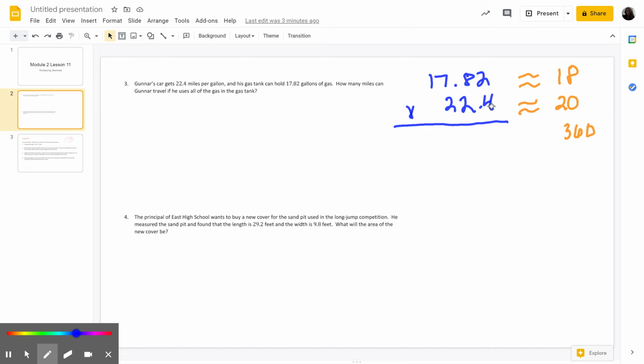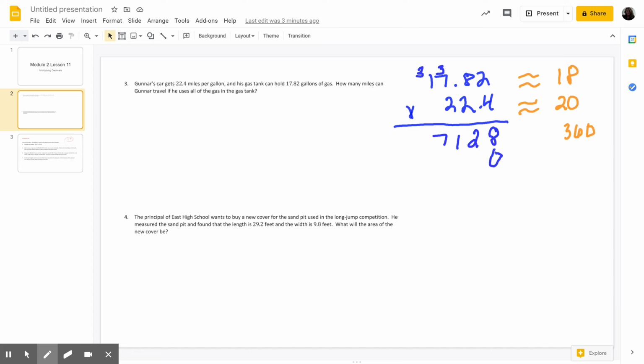Let's start with the tenths here. 4 times 2 is 8. 4 times 8 is 32. Bring the 3 up here. 4 times 7 is 28. Plus 3 is 31. Bring the 3 up here. 4 times 1 is 4. Plus 3 is 7. Now we're going to go to this 2 here.